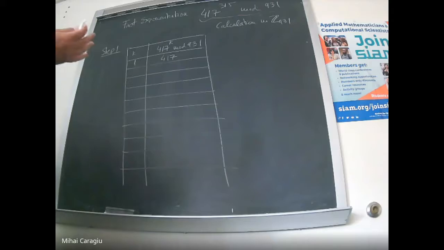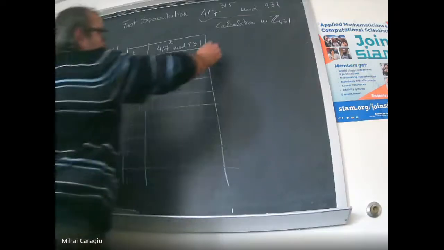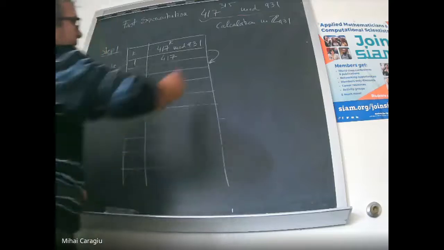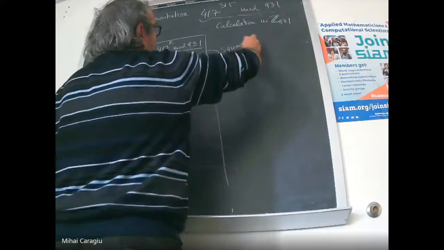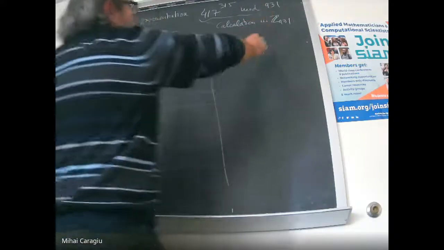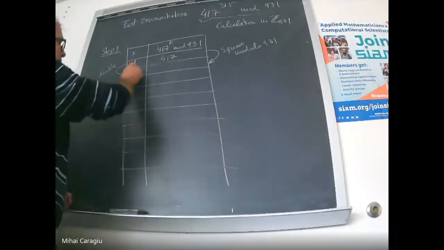We advance differently in the left column and the right column. In the left column, always at every step we double. In the right column, we square modulo 931 every step.